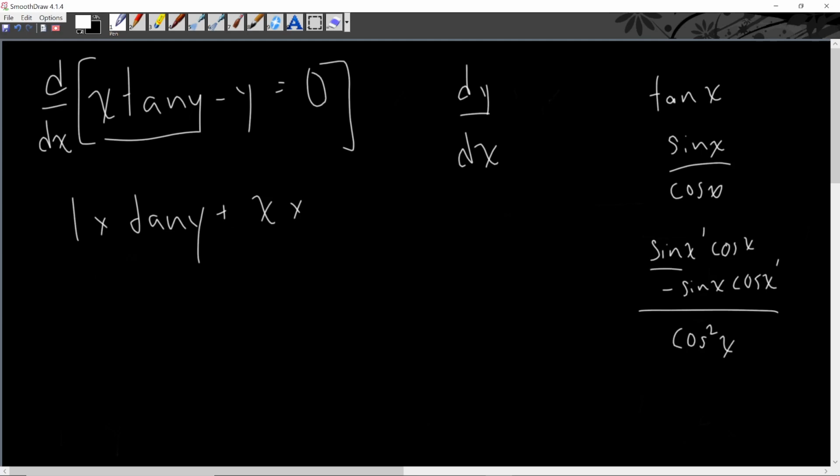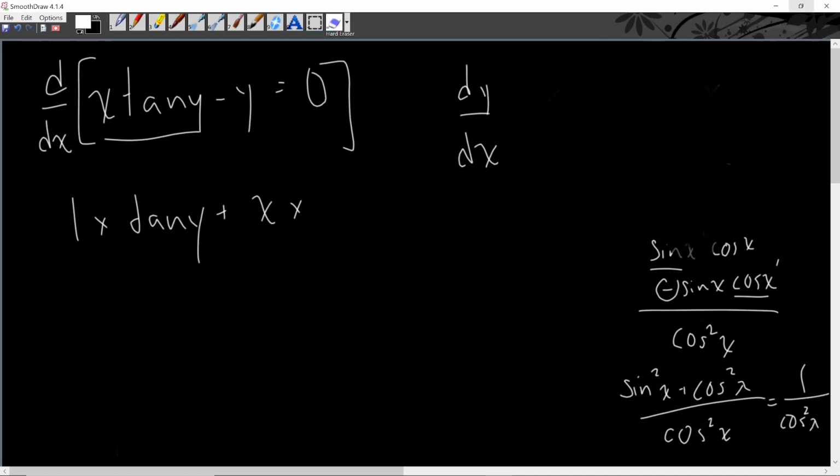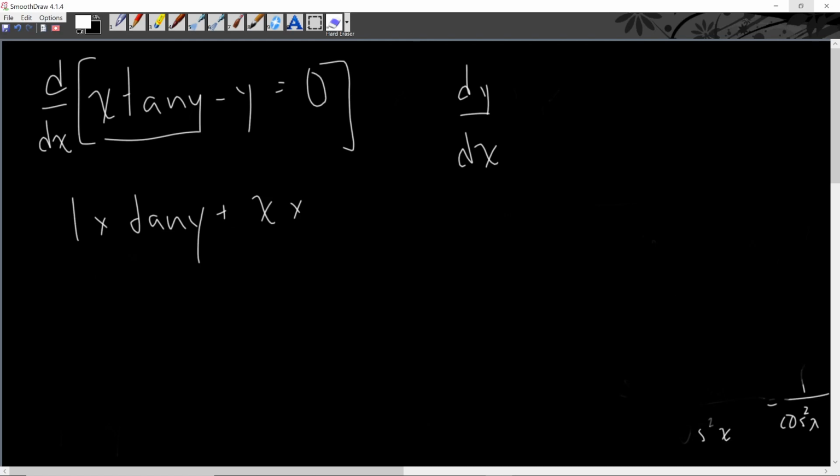So sine x derivative is cosine x, cosine x derivative is negative sine x, so that becomes positive. So we're going to be left with sine squared x plus cosine squared x, all over cosine squared x is equal to 1 over cosine squared x. So this is something you should probably remember, but derivative of tan is going to be 1 over cosine squared, or secant squared, as you might have seen it before.